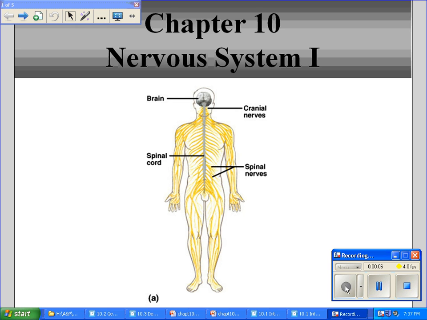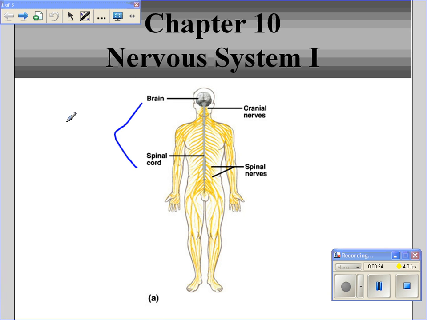We're going to start going through section 1 from chapter 10. Section 1 happens to be just a basic introduction of the nervous system. In this particular slide, you can see the brain and the spinal cord. The brain and the spinal cord specifically make up the central nervous system, and we'll talk about that later.